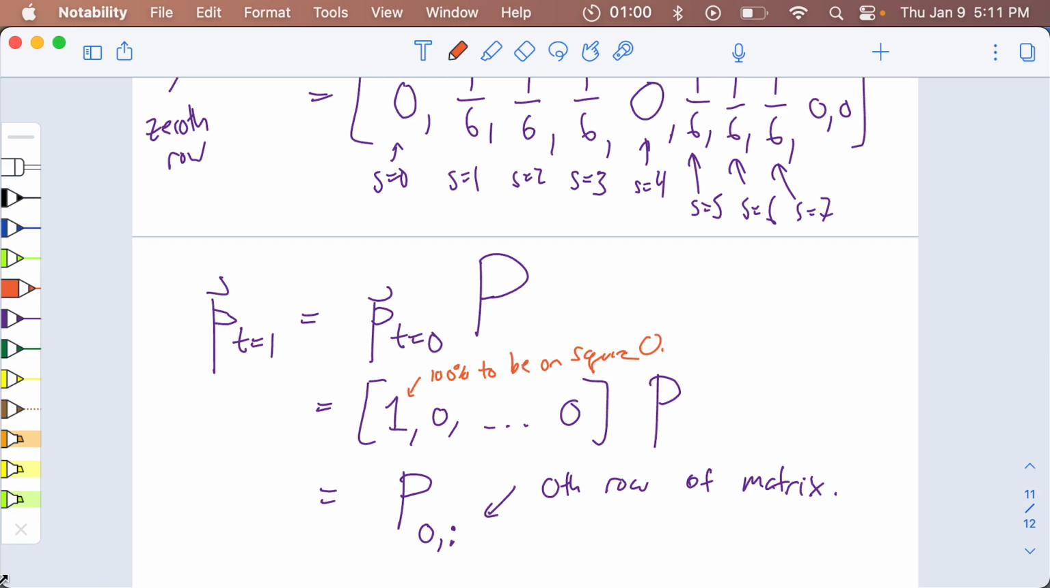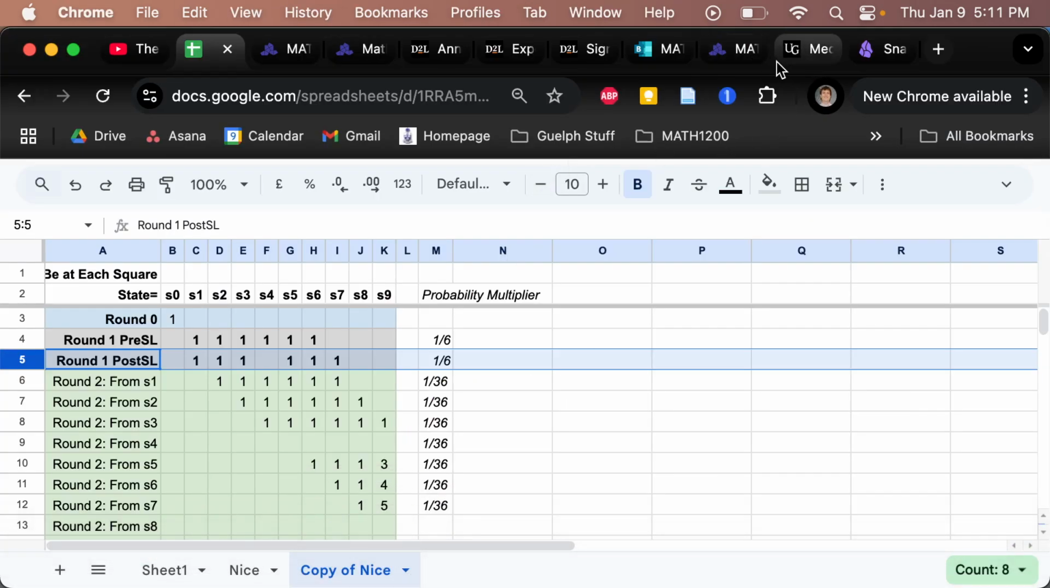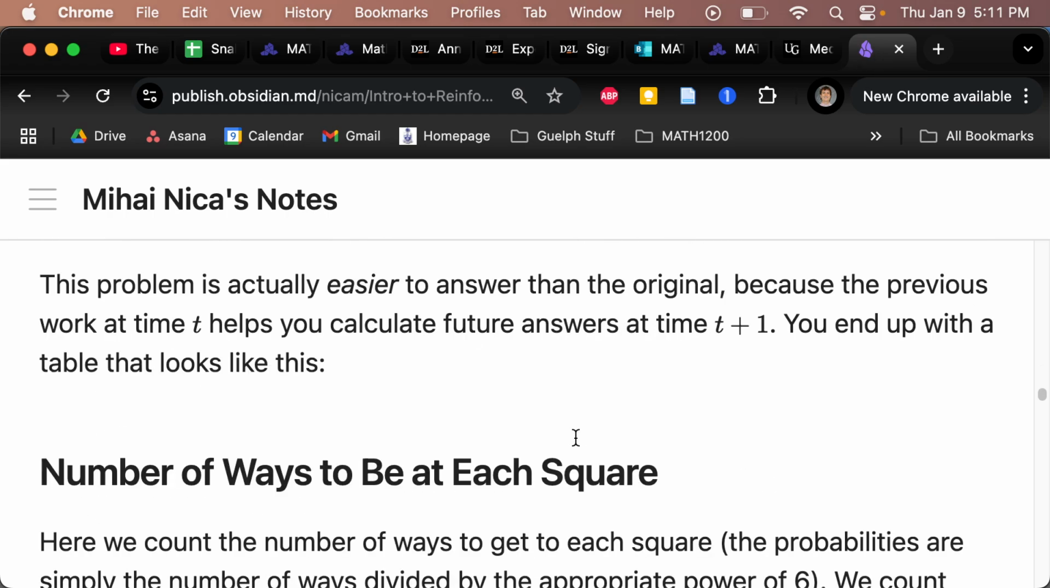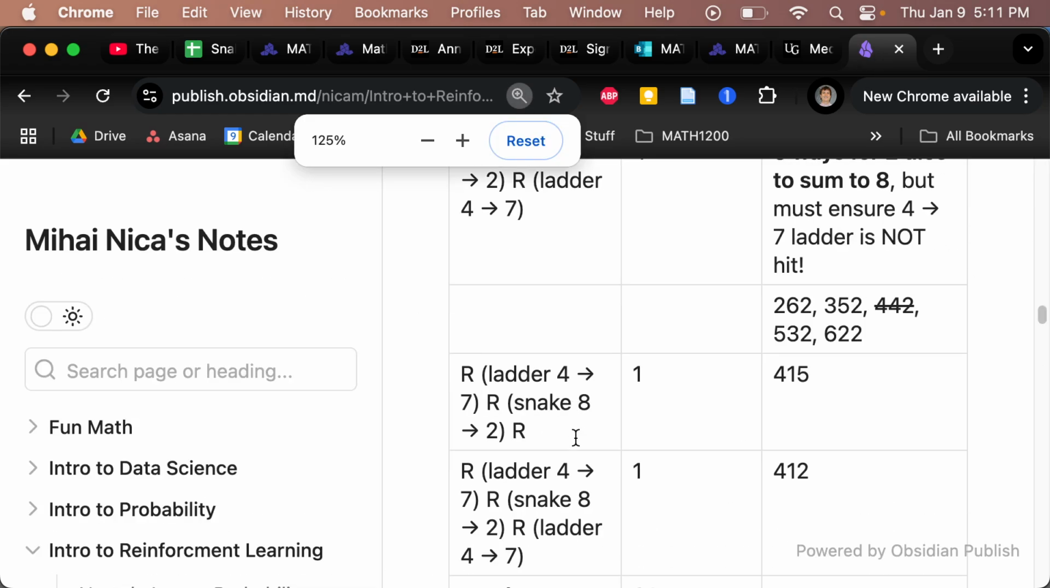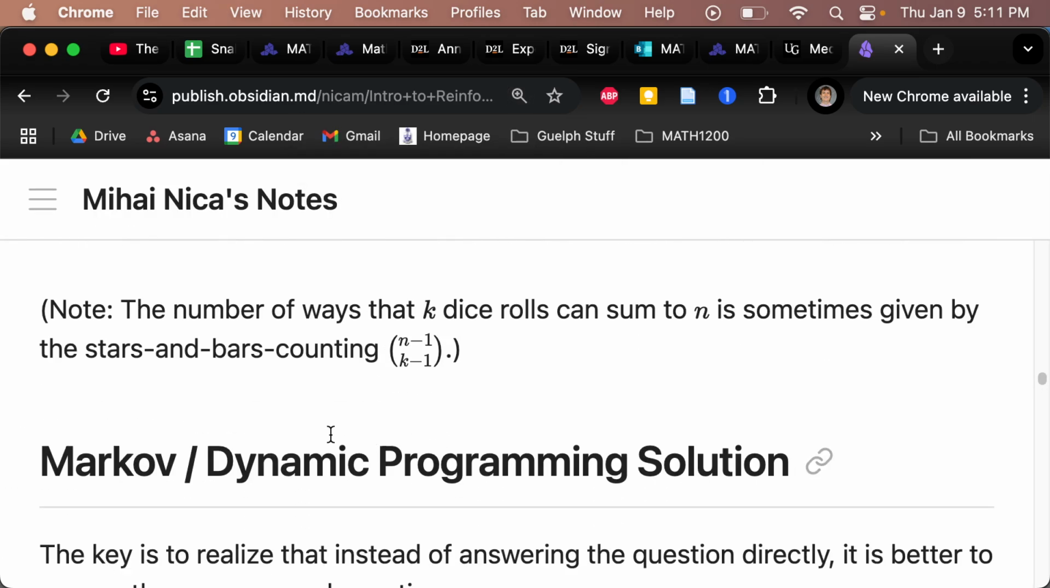Okay, why don't I just show you the typed up matrix, since I did type it up. Here is what the matrix looks like. I guess another fun thing for people who are in CS: this method is sometimes called dynamic programming. So Markov is the name of the Russian guy. Dynamic programming, as far as I can tell, it just means Markov.